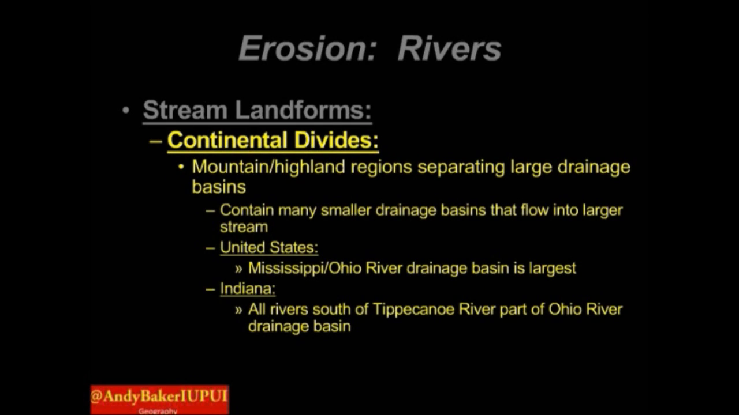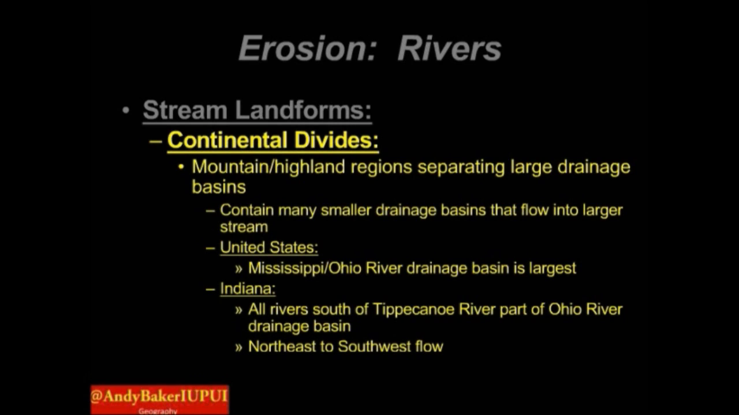Indiana, as we showed on the previous map quiz, pretty much all rivers south of the Tippecanoe River flow to the Ohio River. So the White River West Fork, the White River East Fork, the Wabash River, the Ohio River, all flow to the southwest towards the Mississippi River, and they're part of the Mississippi River drainage basin.